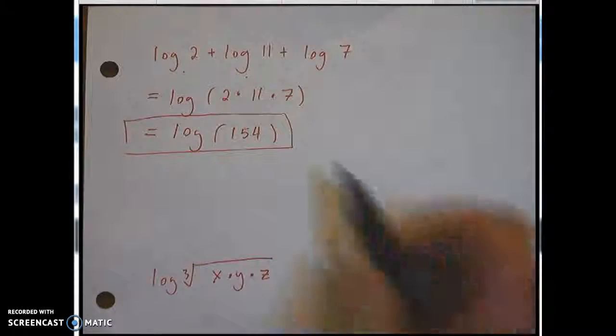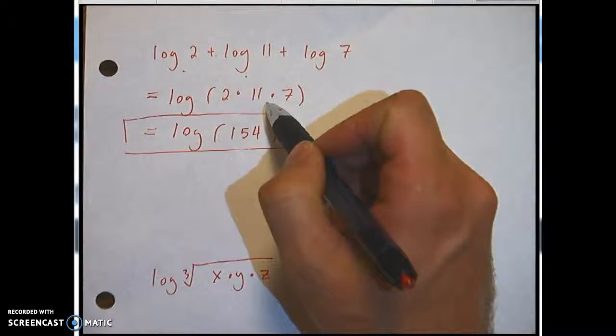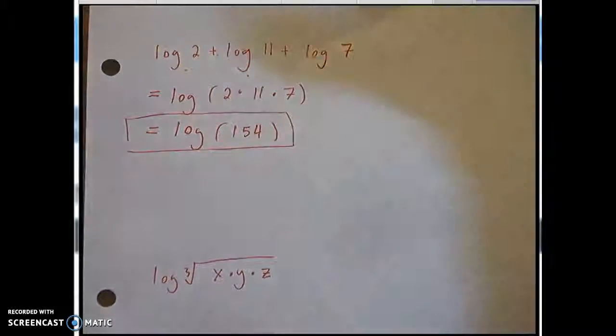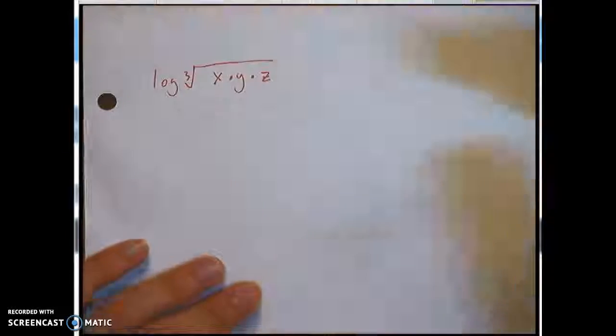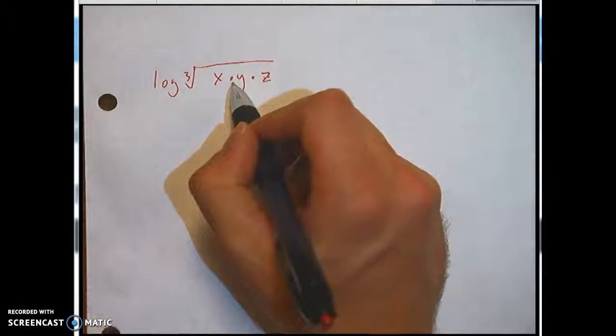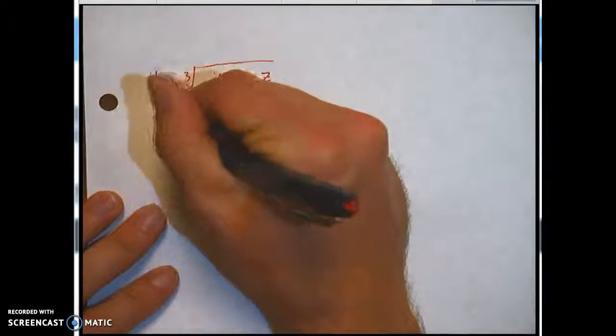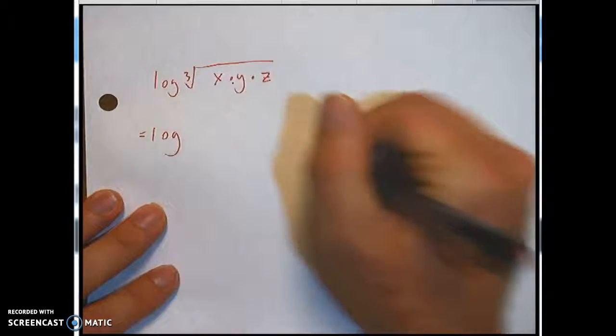Now that's one more condensing problem. And the big thing about condensing, remember, pluses change to multiplication signs when you condense. Minuses change to divide signs when you condense. Now when we're expanding, it's the opposite. So if you've got 1 logarithm with multiplication, then you're going to have several logarithms with plus signs. Before we can do any of that, this kind of goes back to last unit.